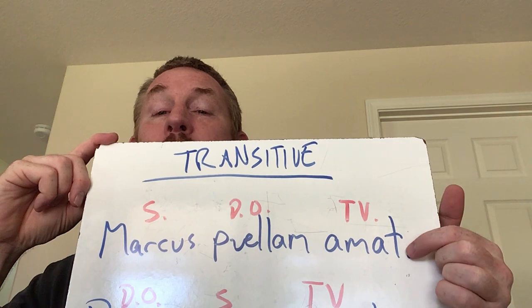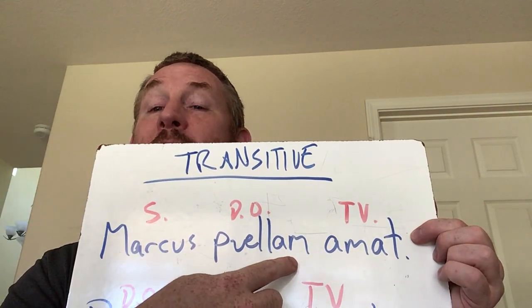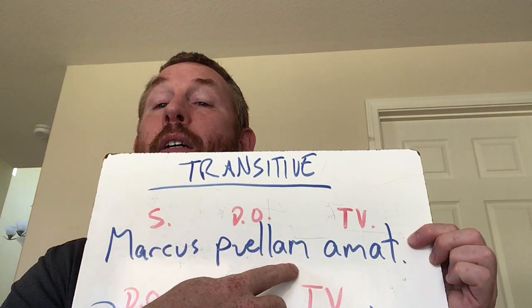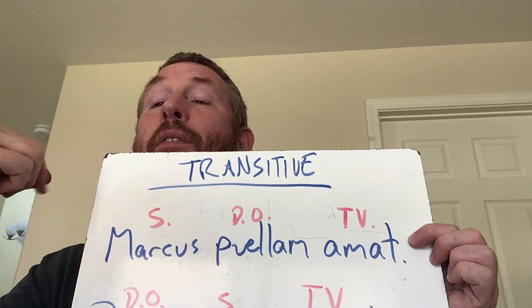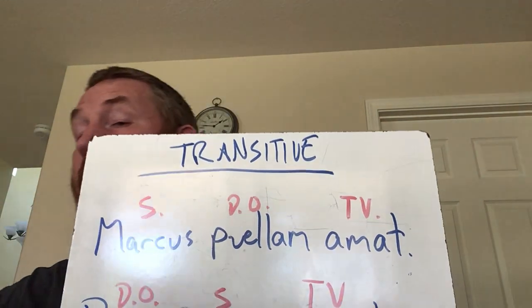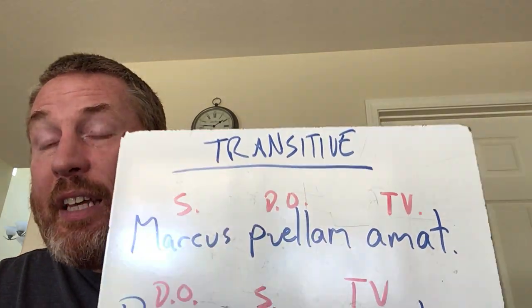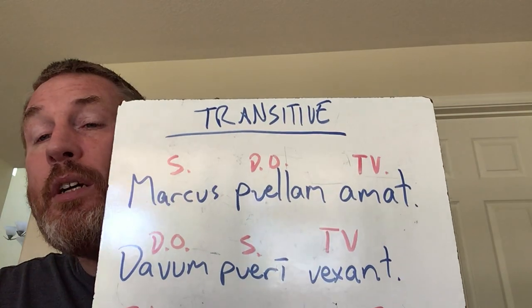Now, who's doing it? It's singular, so my subject is doing it. I know my direct object ends in an M or an S. So I know that the girl is being loved, and therefore that Marcus is doing the loving. So Marcus loves a girl. Now, word order doesn't matter specifically, because the endings of words tell us their function in the sentence.